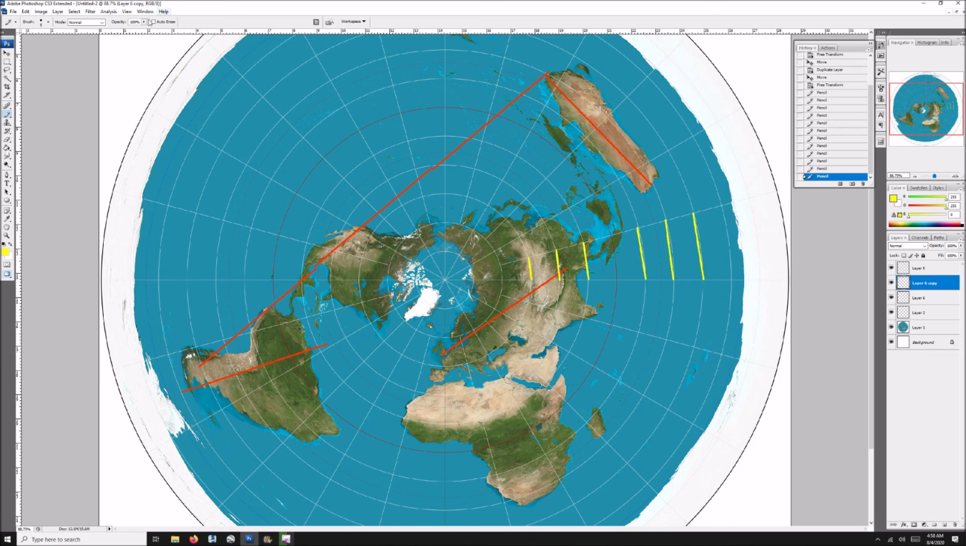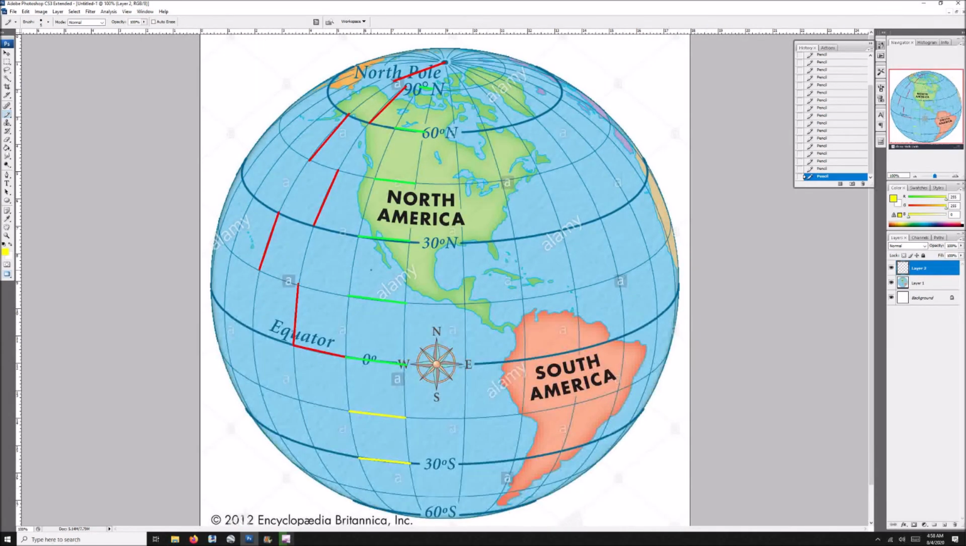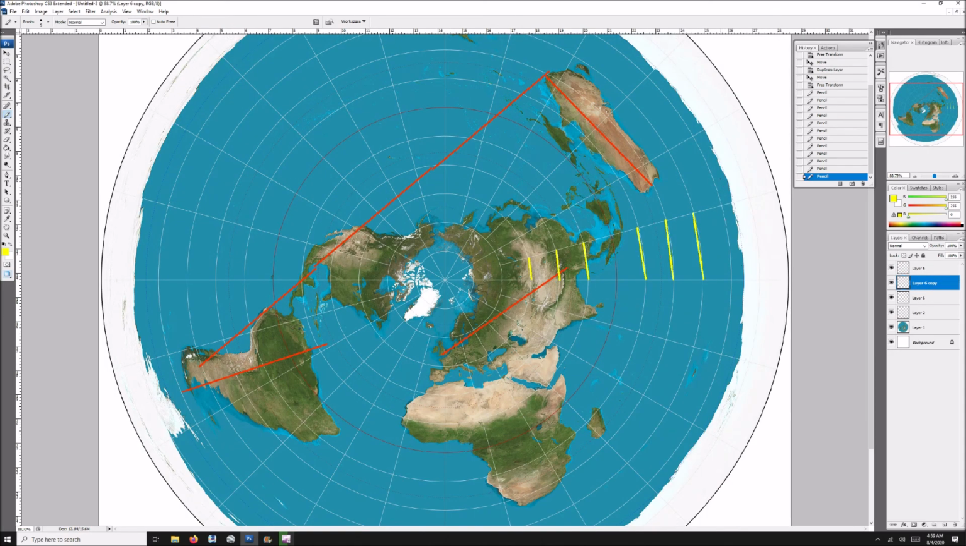So as you may recall on our globe, 15 north, the green line, was the same length as the 15 south latitude, the yellow line. The 30 north is the same length as the 30 south. When we compare that to this, 15 north is a great deal shorter than 15 south. 30 north is even shorter still than 30 south. They get more and more out of whack, out of scale, as we move away from the center of the circle.